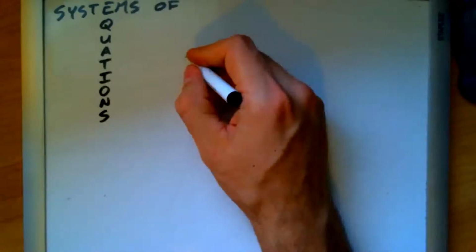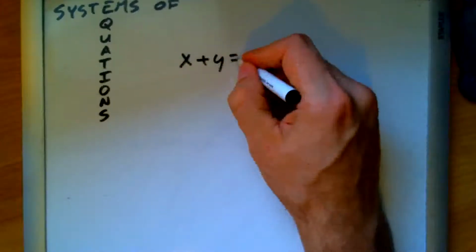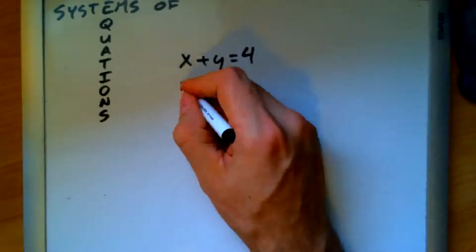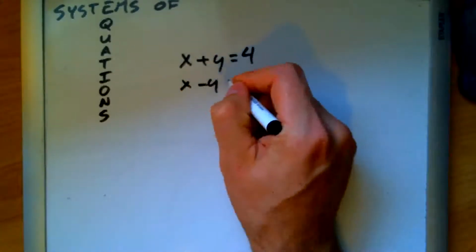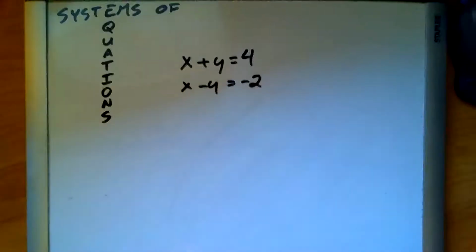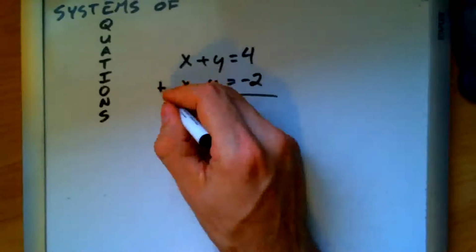Another way we can solve systems of equations is by a process we call elimination. So basically we're going to take two equations and either add or subtract them together. So let's say we have x plus y equals 4 and x minus y equals negative 2. I'm going to add these two equations together because I see that y and negative y will cancel out.